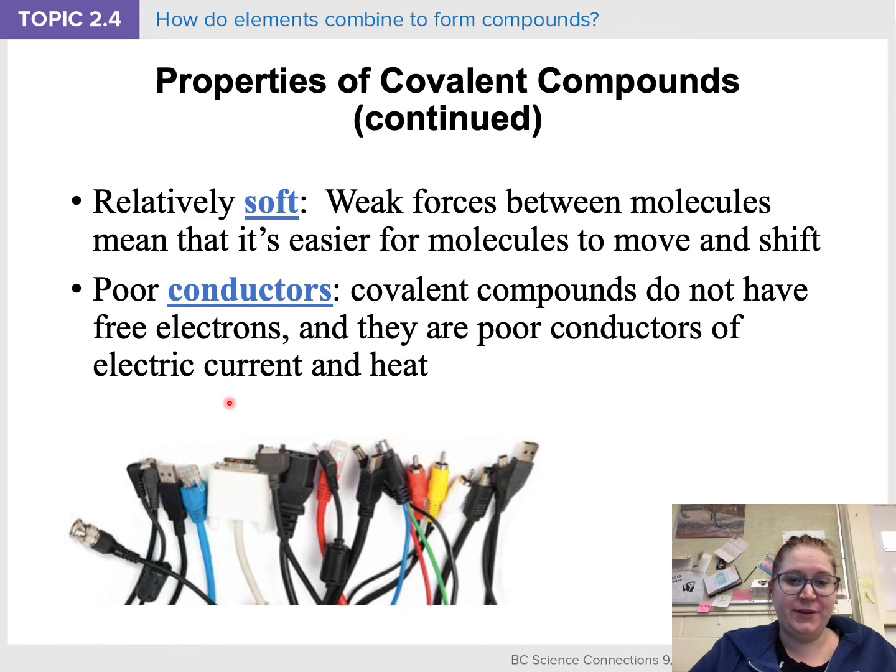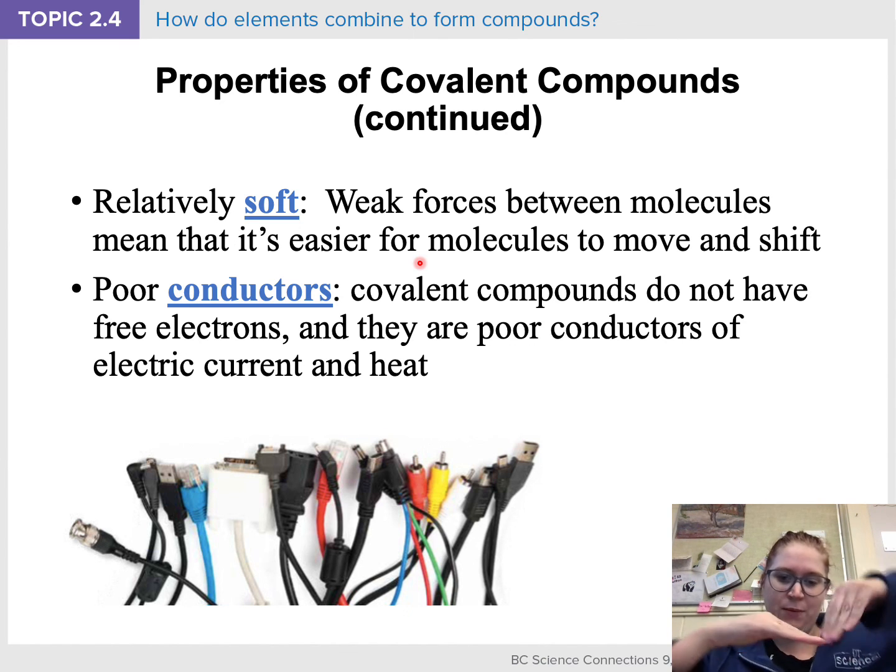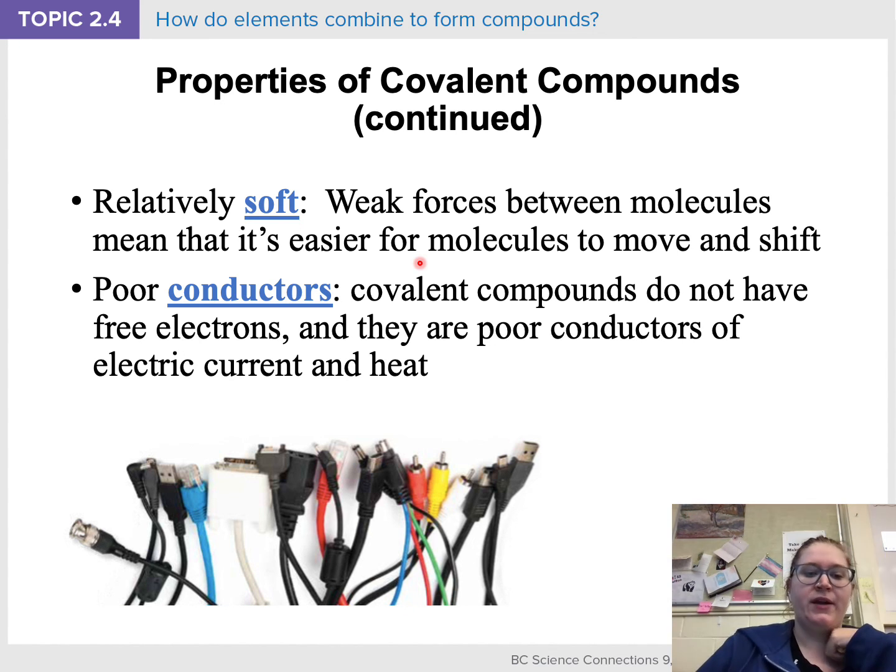Two more properties of covalent compounds. They're relatively soft. Because there are weak forces between the molecules, it's easier for those molecules to move around relative to each other. So unlike ionic compounds where when you smash it with a hammer, those particles are going to repel each other, that doesn't happen here. If you smash it with a hammer, those molecules are just going to bend, just move around where the hammer is because they're not really connected to each other that strongly.